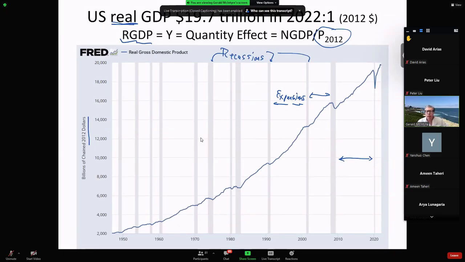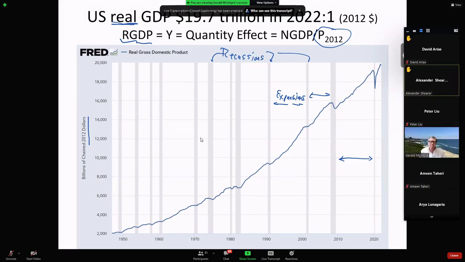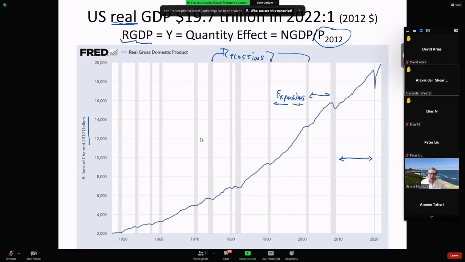Yeah, what do you think? I have David's hand, a couple other hands. Let me see some other hands out there. Alexander, I just want to get more action from more people. Alexander, yeah. It looks like it does fall. What about 2000? The very short recession in 2001.